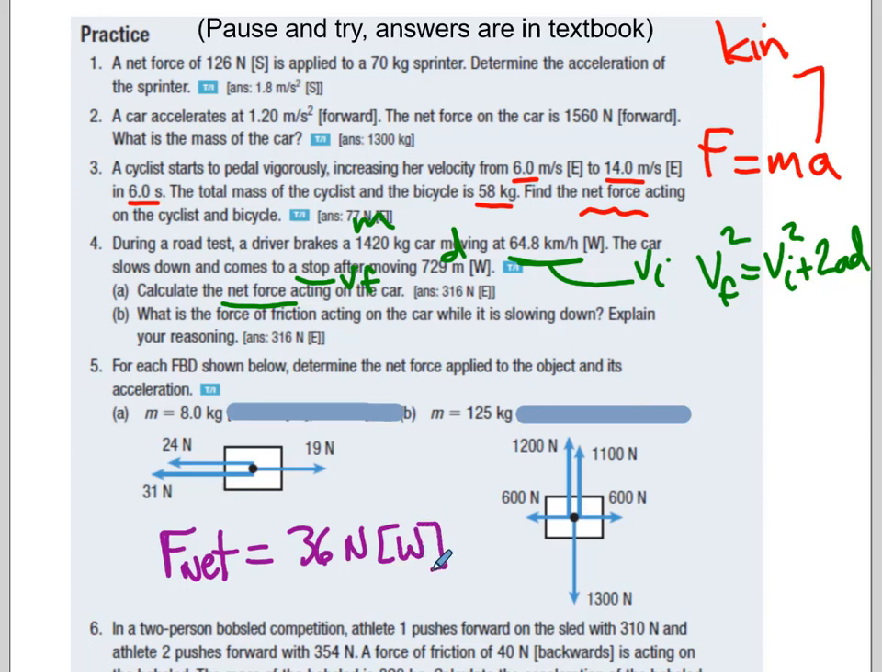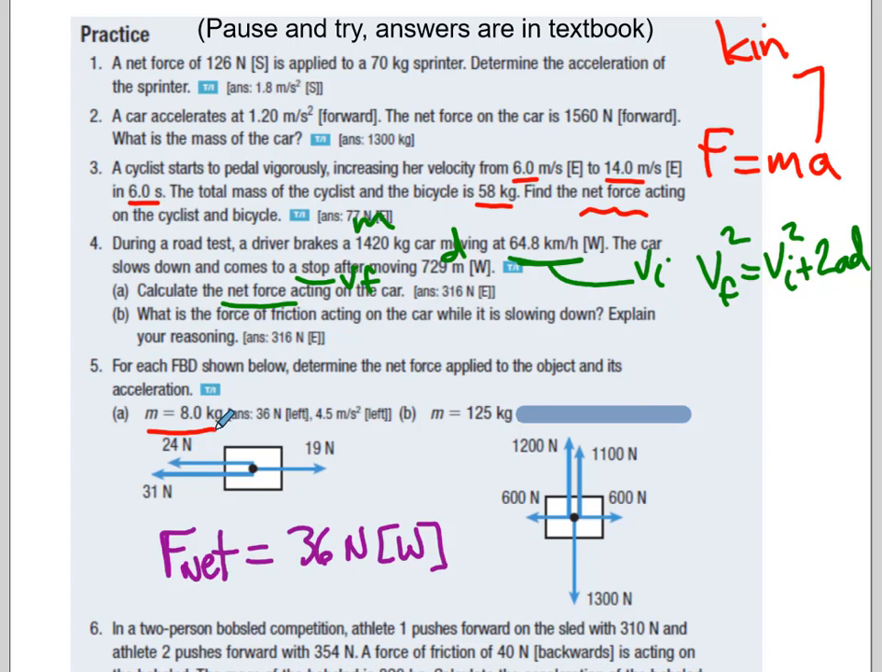So let's have a quick look at the solutions. 36 newtons to the left. We know the mass of that box, so again we can use our F equals ma equation and figure out what the acceleration is. In this case it's 4.5 meters per second squared to the west or to the left.